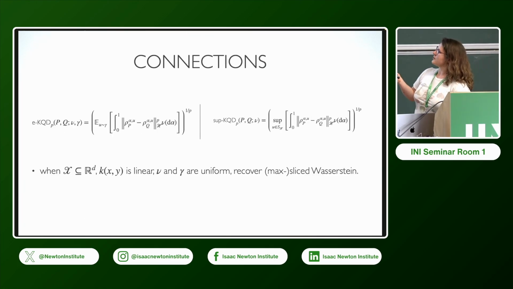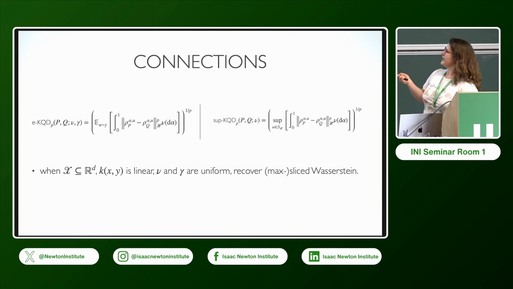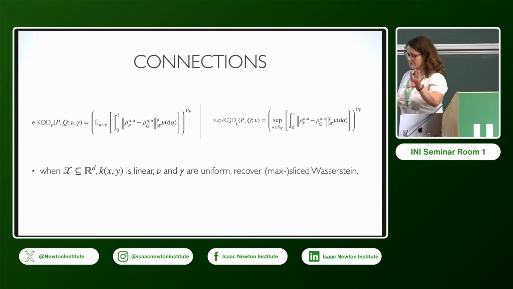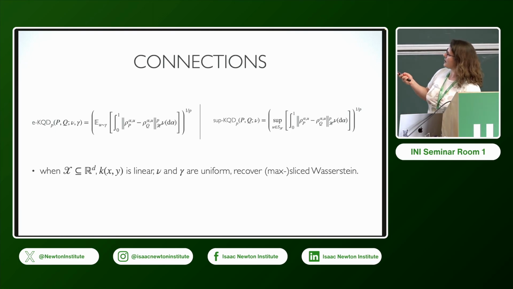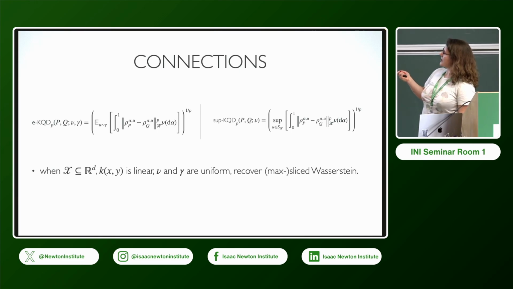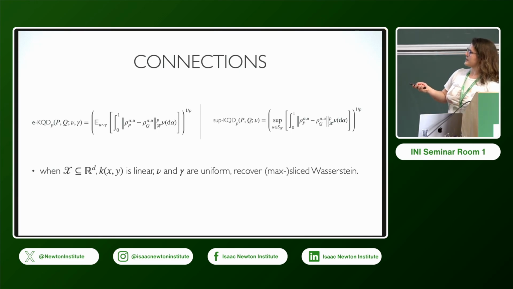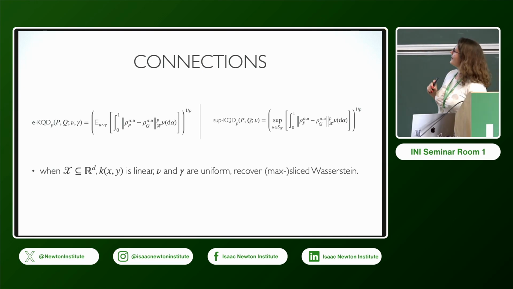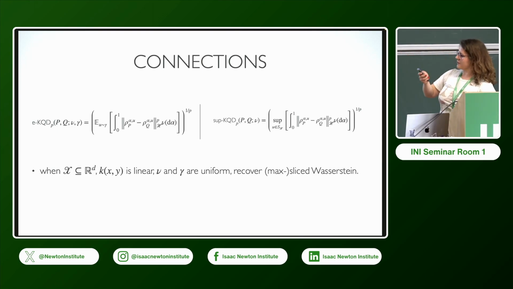Connections. If I write out the expected KQD and the supremum KQD explicitly without resorting to directional quantiles, you can see that this is a power P difference between quantiles integrated and then either average or supremum taken over the slicing directions. And for those familiar, this is recovering sliced and max sliced Wasserstein distances when X is R^D, K is linear, and nu and gamma are uniform.